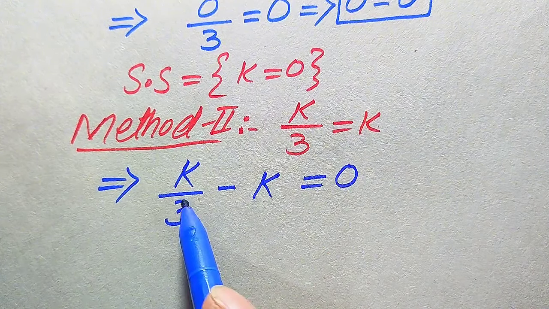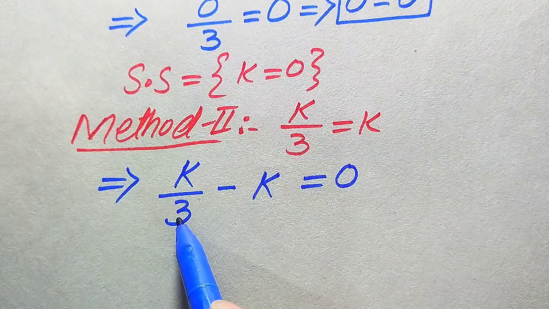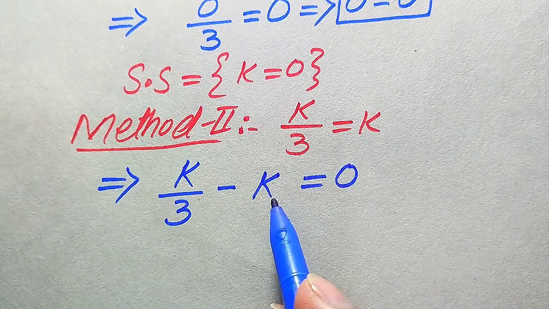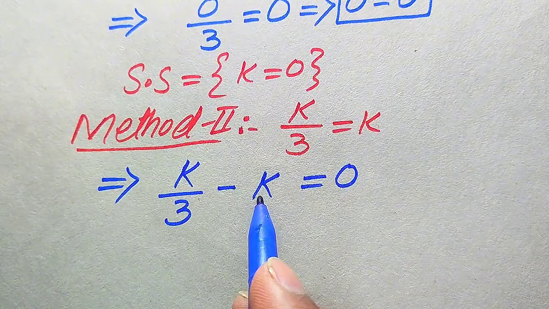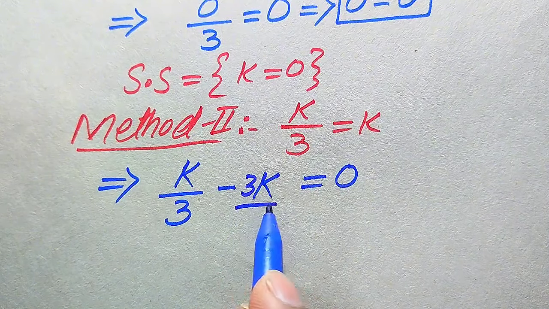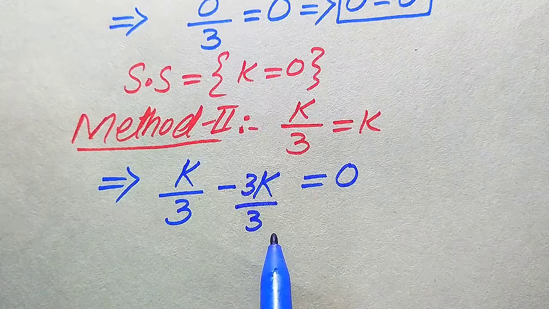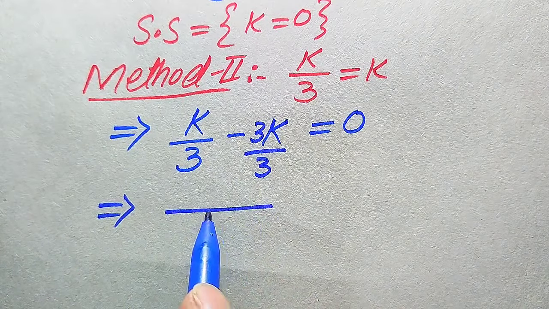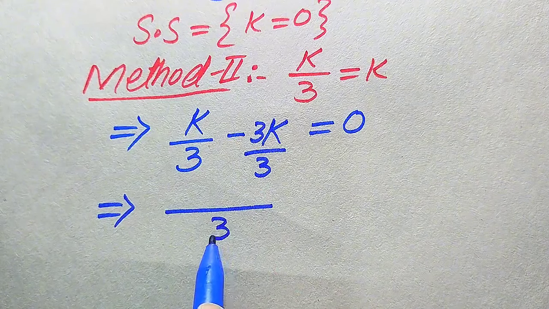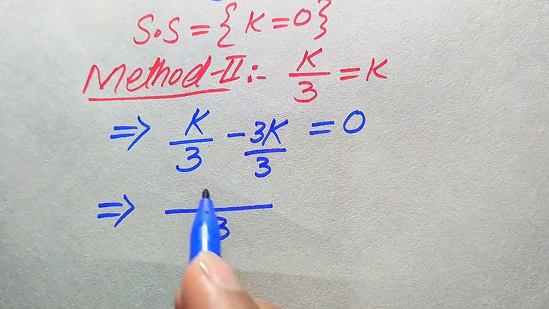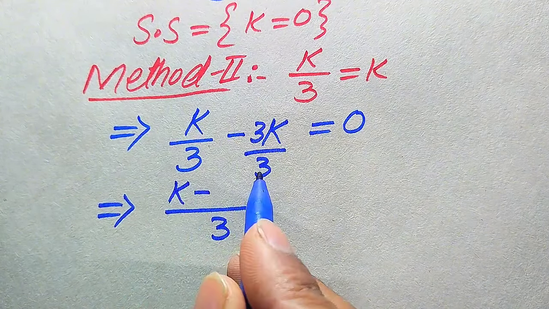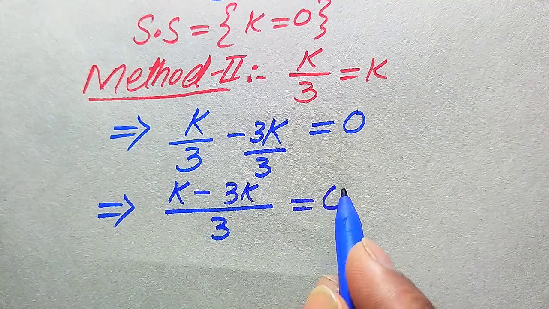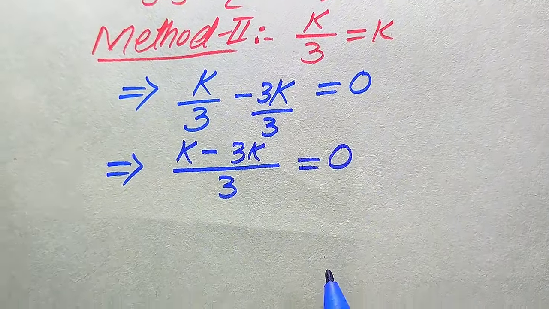Now you see here the denominator of this term is 3. Now we need to make the denominator of this term also 3, and for this we multiply and divide this term by 3. So we write this term in this form. And now we can easily take the LCM of these terms, and you see that the LCM is 3. So this 3 and this 3 are gone, and we get here k minus 3k, and this whole equation equals 0.